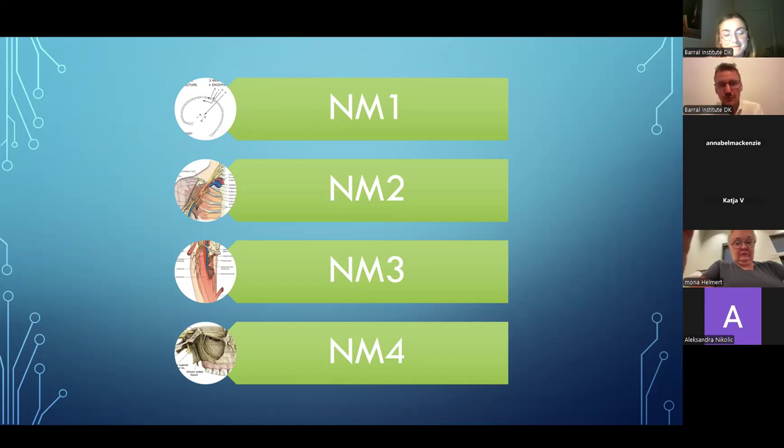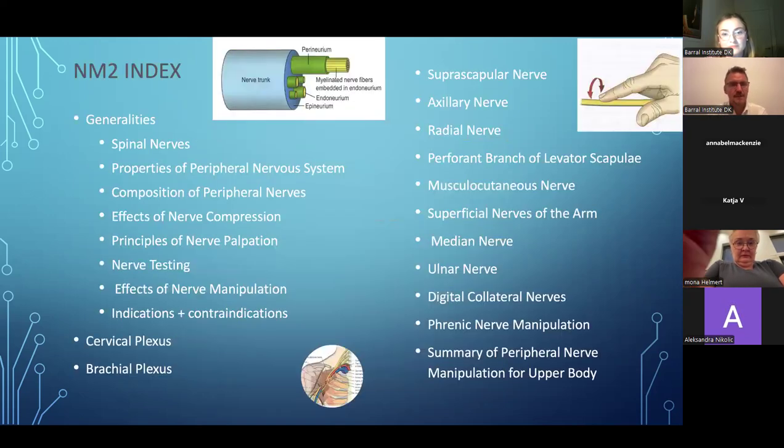In NM2, we go more into the peripheral system, talking more about the arm. In NM3, we're more into the leg, and NM4, we're back into the cranium to look into the cranial nerve. So a quick rundown of the index of these three classes.